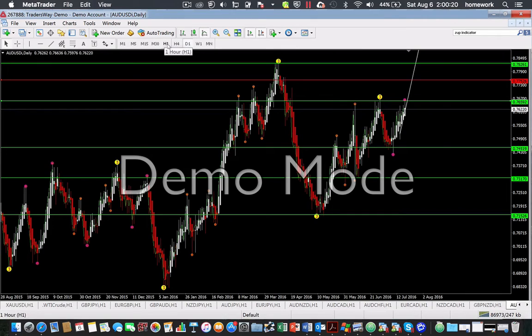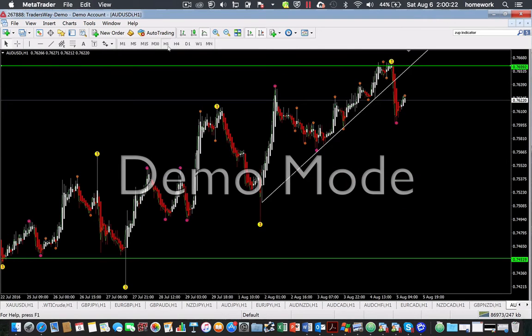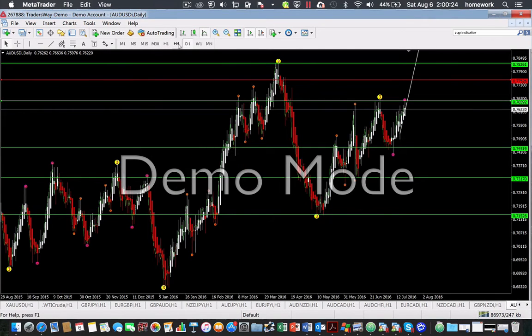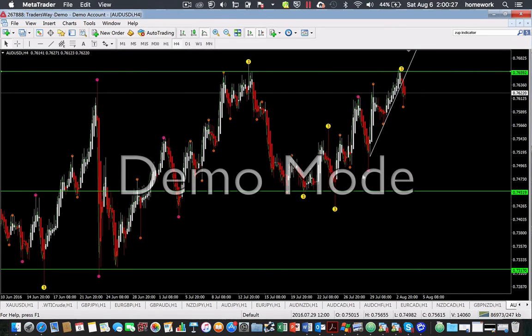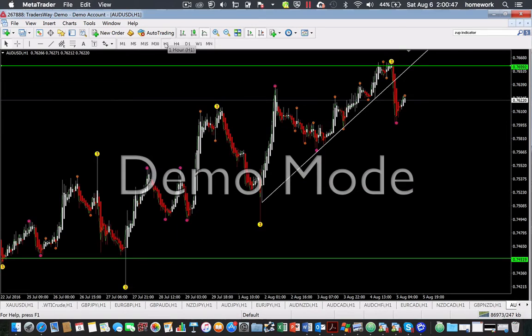Okay, now let's go to H1. Now that I checked my overall trend on the D1 and the H4, my overall trend on the H4 is starting to be a little bit of a downtrend, but that does not necessarily mean it's gonna be a strong downtrend. This could be just a pullback, just like right here.